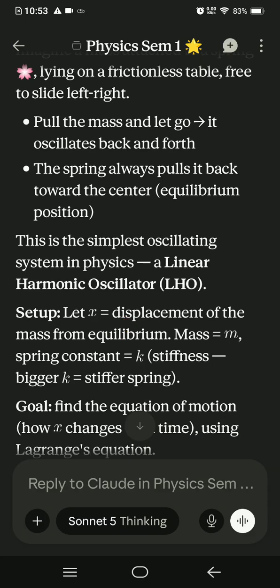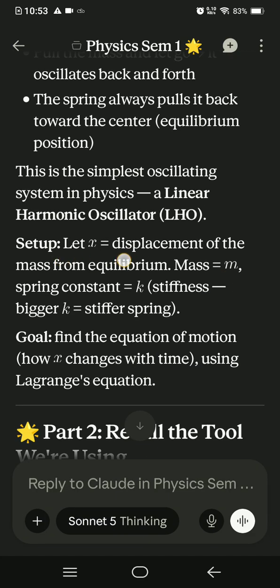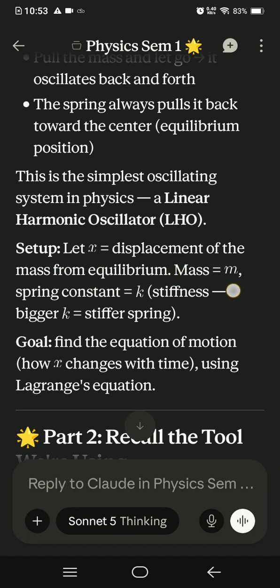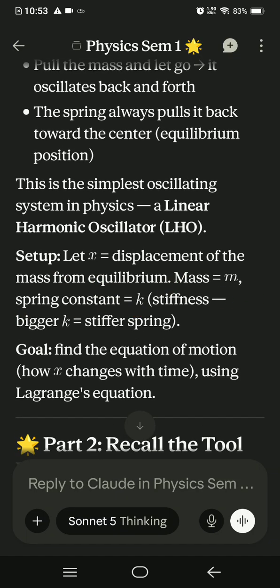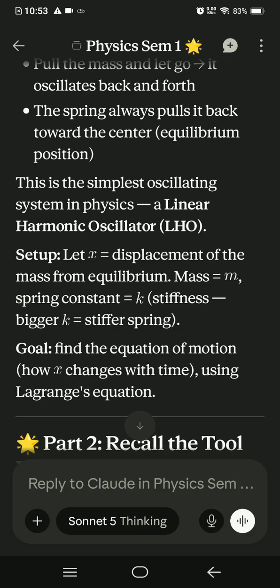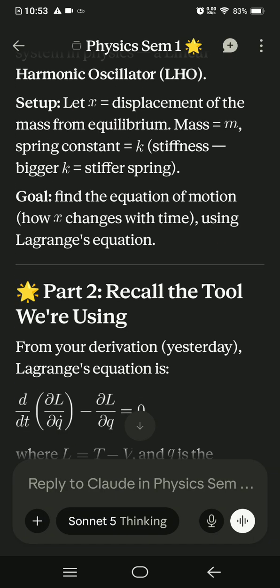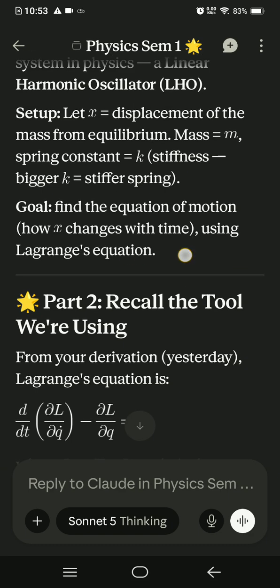So the setup is: let x be the displacement of the mass from equilibrium. Mass equals m, and spring constant is k, which is stiffness. Bigger k means a stiffer spring, so the smaller x would be, right? Our goal is to find the equation of motion, how x changes with time, using Lagrange's equation. So recall the tool we are using.